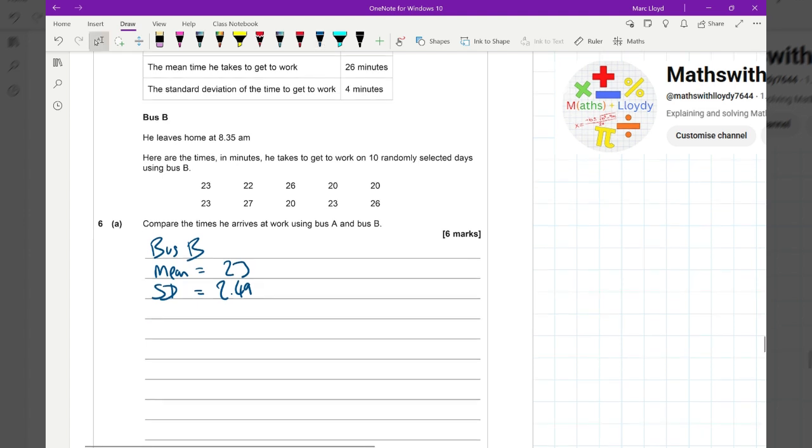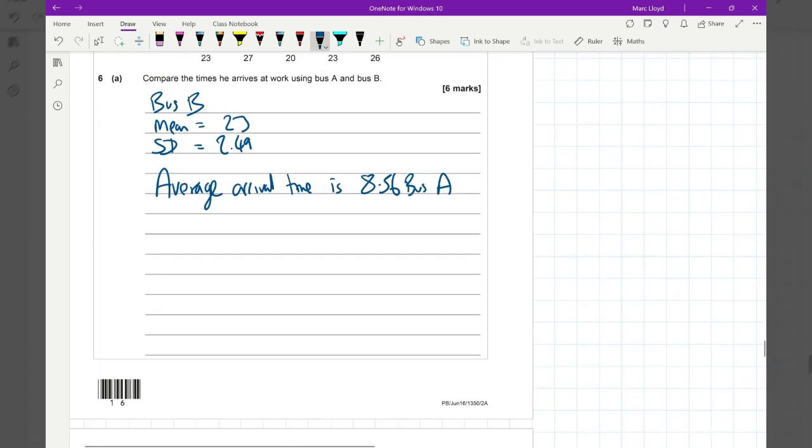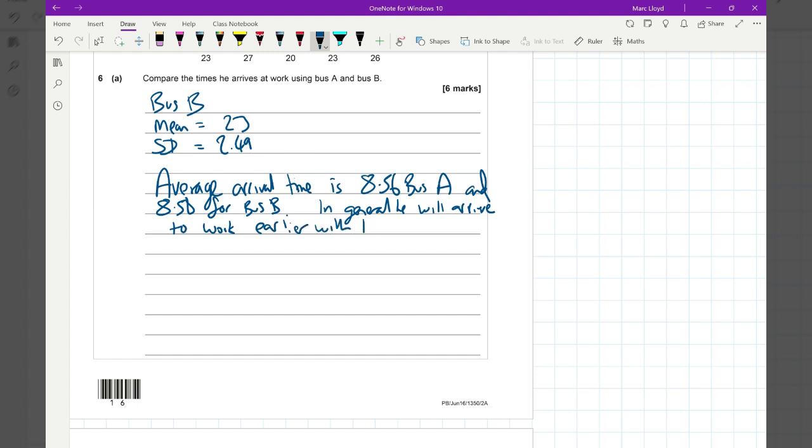So what we can say is the average arrival time is 8:56 for bus A. That's by adding the mean of 26 onto the 8:30 departure time, and 8:58 for bus B. In general, he will arrive to work earlier with bus A, though it takes on average longer.